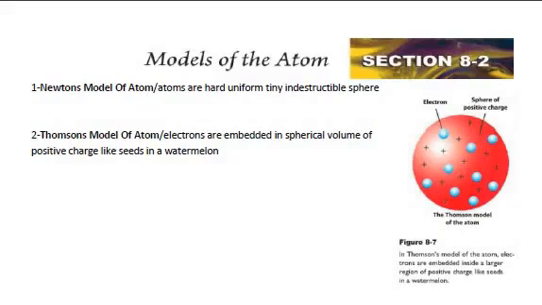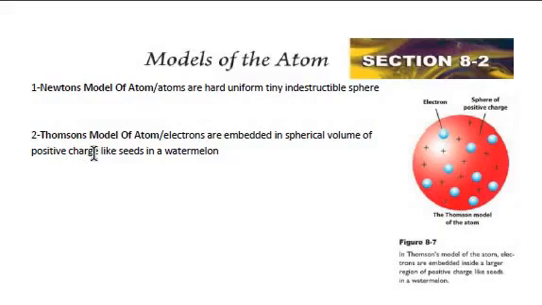First we'll start with Newton's model of atom. Of course, most of them have wrong sides and true sides about describing the atom. Let's start from the first description, Newton's model of atom. Newton says atoms are hard, uniform, tiny, indestructible spheres.